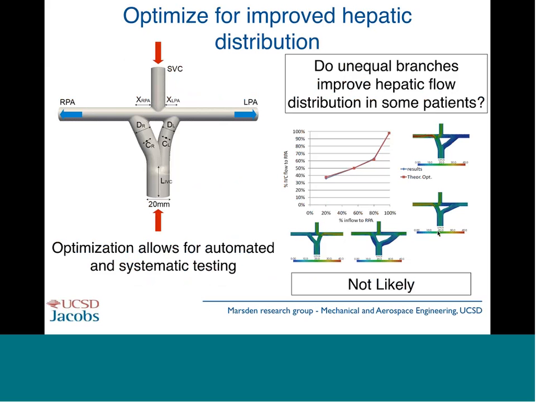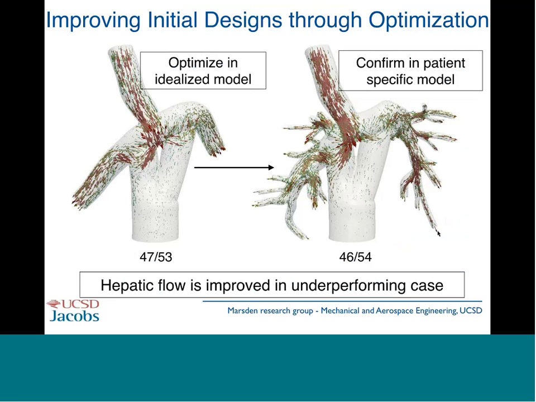Actually, we were surprised to find out that after performing optimization on a number of different conditions, it's actually not likely that unequal branches would be needed. And so we concluded from this that we should proceed with having equal-sized branches in our design as we went forward into the clinical studies. This is an example of a case where we were able to improve an initial design through optimization.